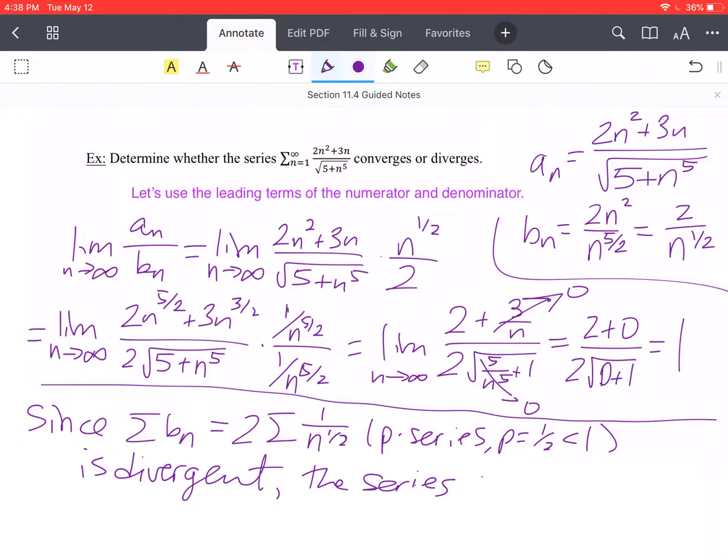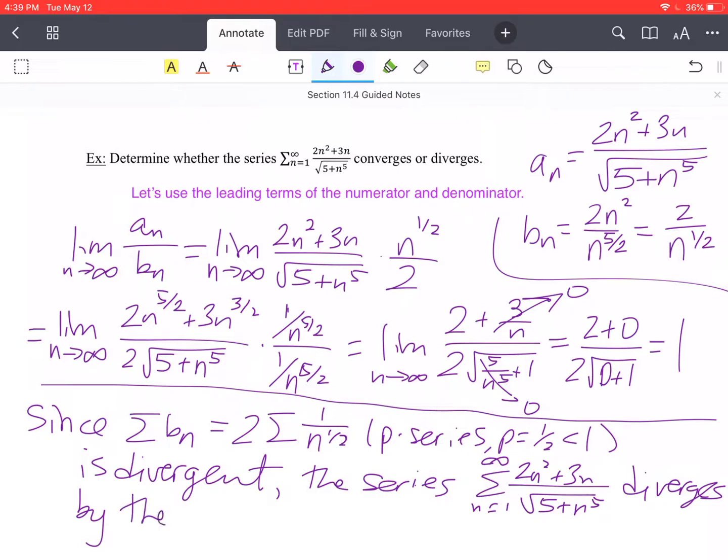So the series from 1 to infinity of 2n squared plus 3n over the square root of 5 plus n to the 5th diverges by the limit comparison test.